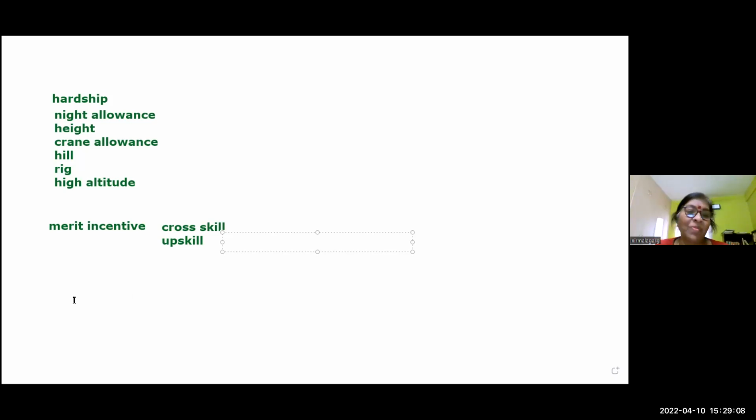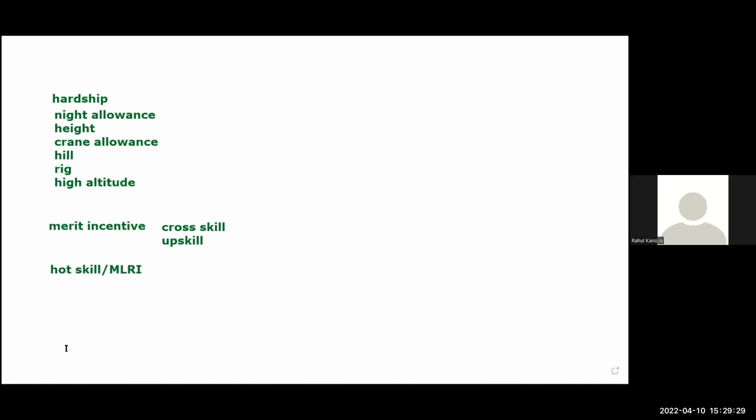Okay. Now there is one more very interesting variable pay, what we call hot skill. Have you heard of hot skill? Or it's also called MLRA. Anybody who can explain what is a hot skill and what is an MLRA? A skill which is not available in the market, a very rare skill set.